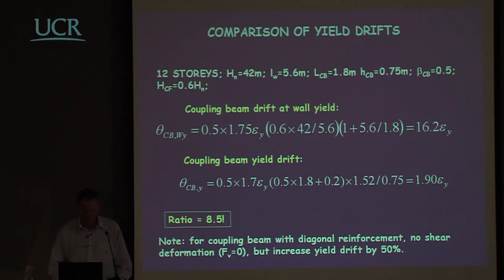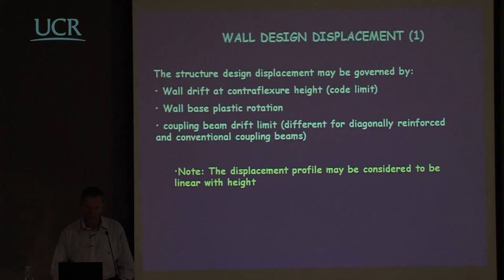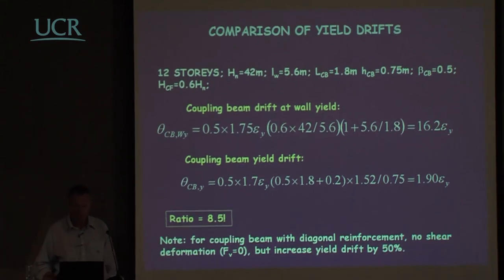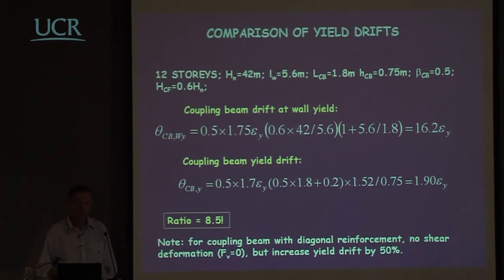When we look then at the coupling beam drift when the wall just yields, it is given by that upper equation here, and you can see that we can relate that to the yield strain of the reinforcement. The numeric value for this particular example is 16.2 times the yield drift, and we can compare that with the coupling beam yield drift itself, and we find that is 1.9 times the yield drift.